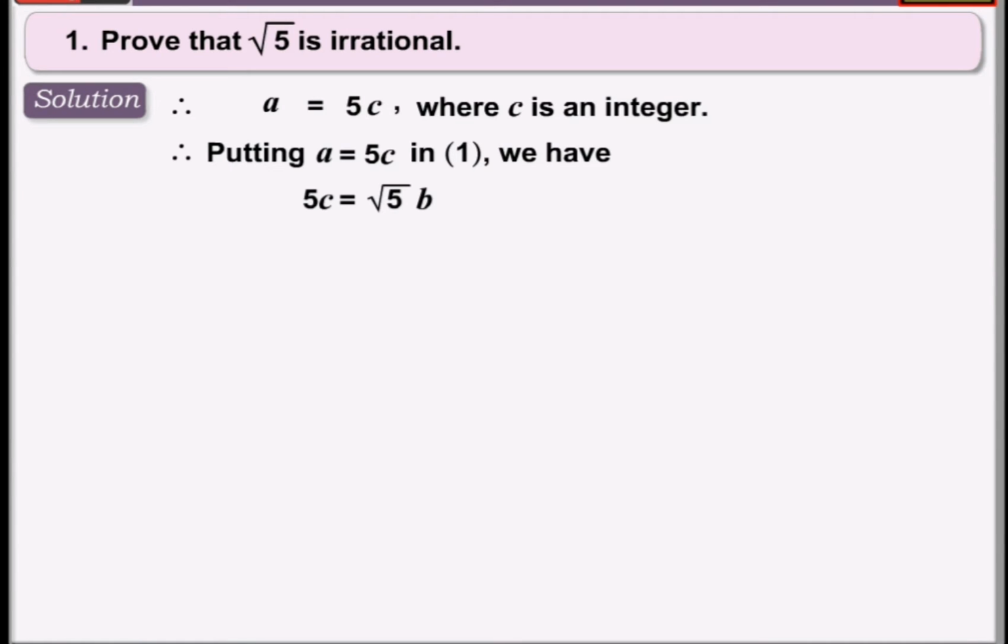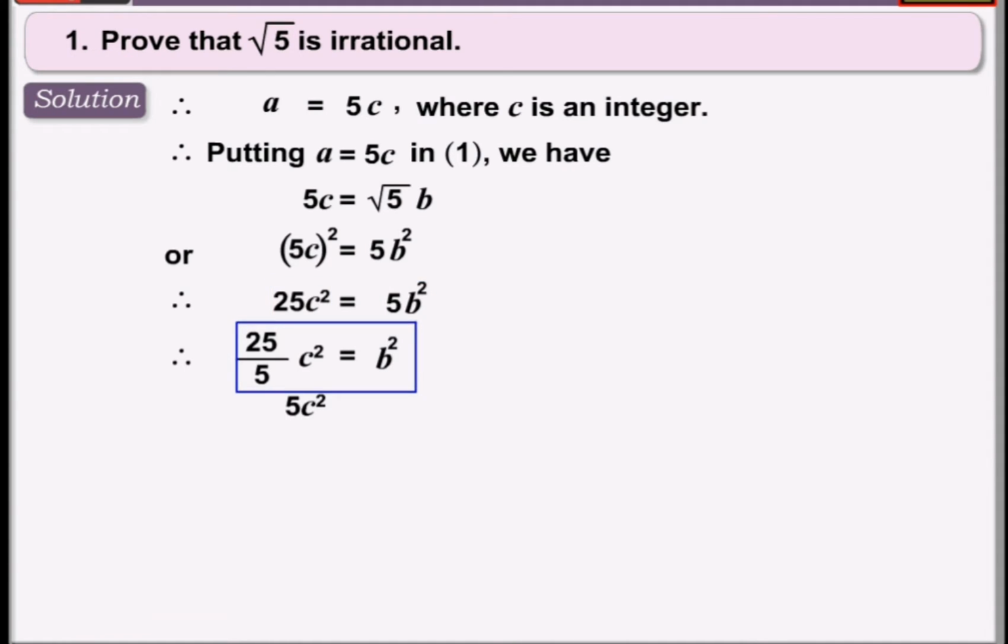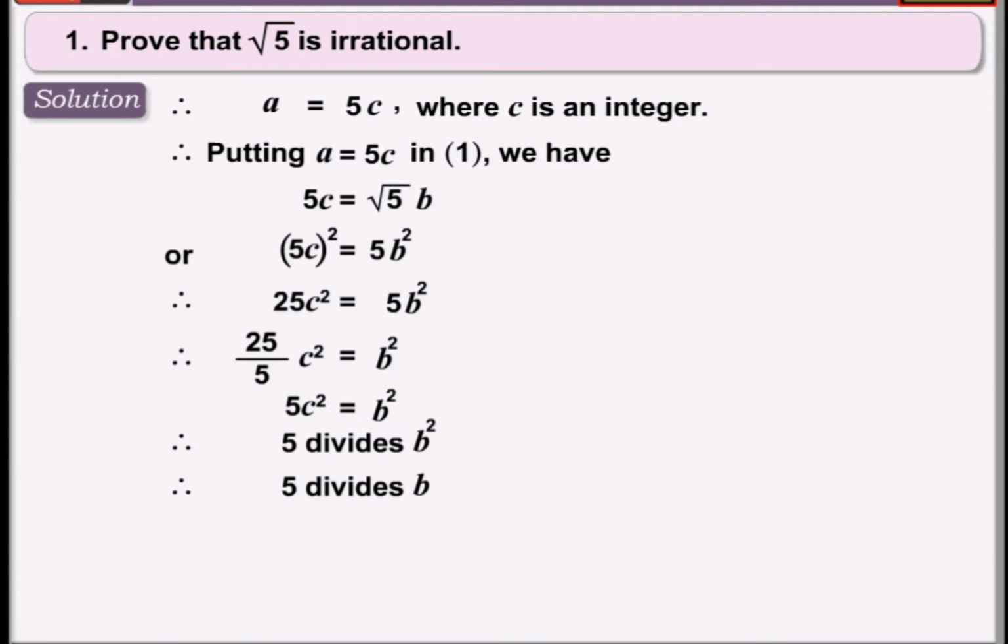Therefore, putting a is equal to 5c in 1, we have 5c is equal to root 5 b, or 5c whole square is equal to 5b square. So 25c square is equal to 5b square. So 5c square is equal to b square. So 5 divides b square, which means 5 divides b. Let us put it as 3.